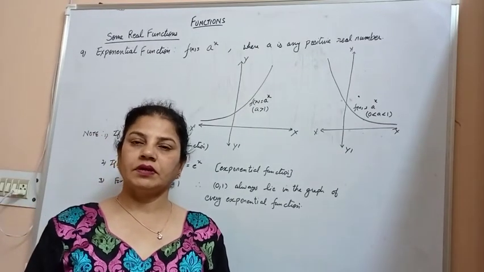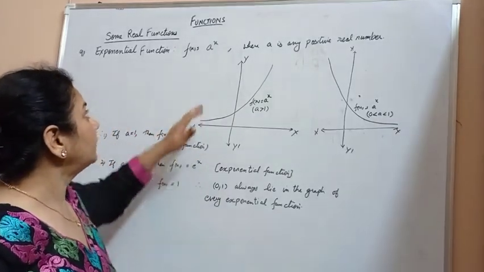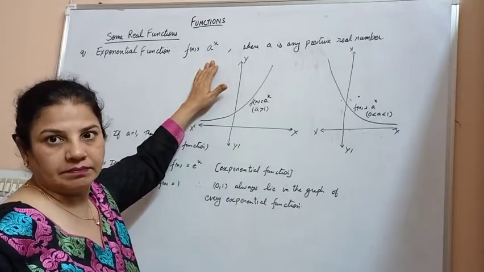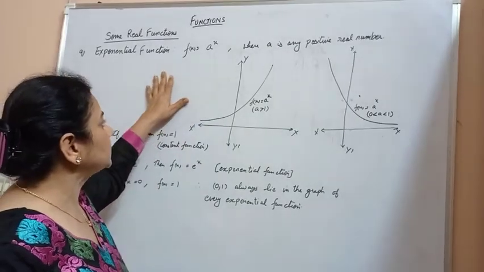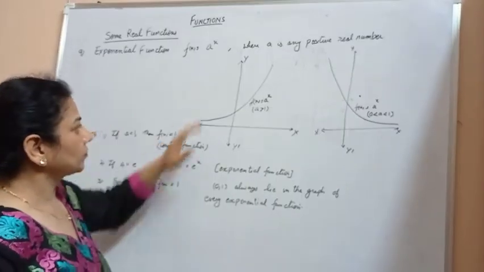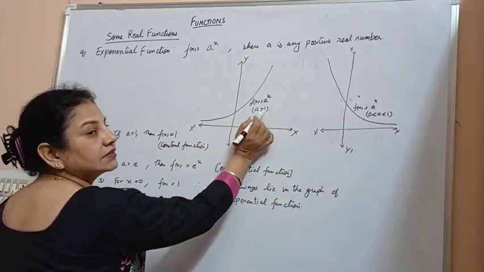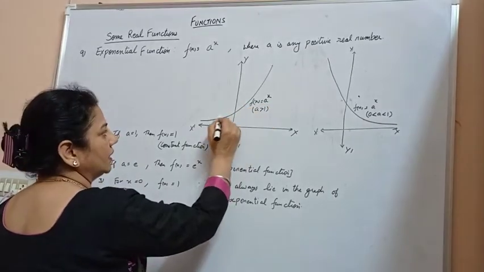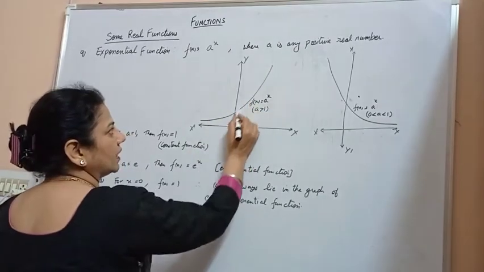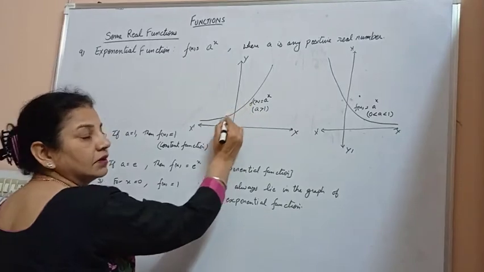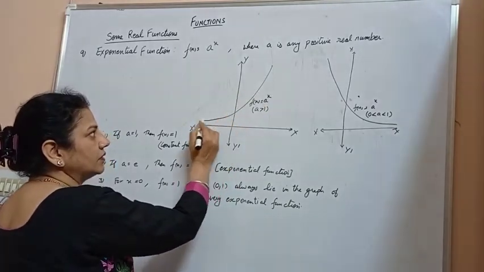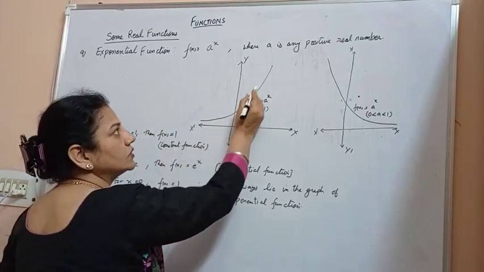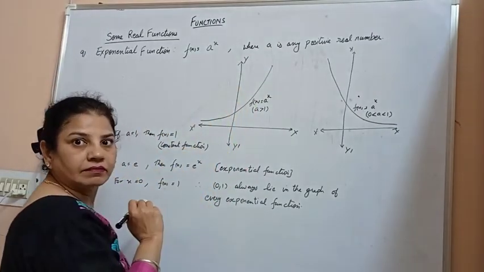Exponential function: a function defined by f(x) is equal to a to the power x, where a is any positive real number. The graph of this exponential function is expressed as follows. If a is greater than 1, we get f(x) as a to the power x, and the graph curve looks like this. It tends towards the negative x-axis, and it goes higher and higher towards y.